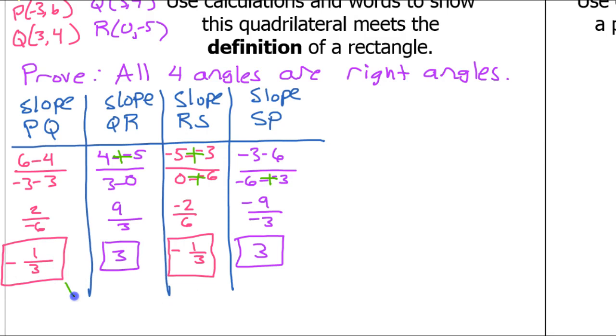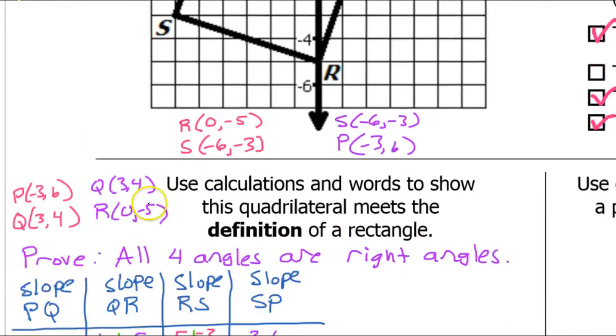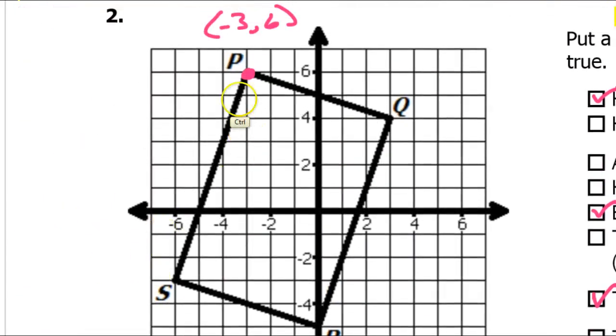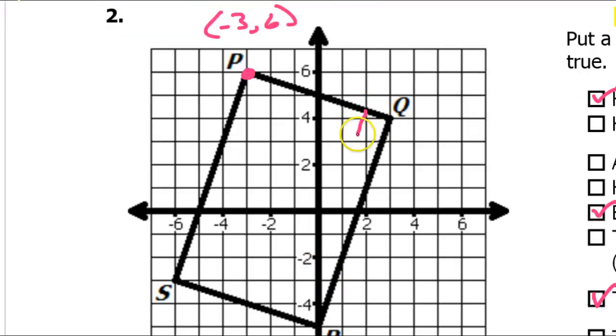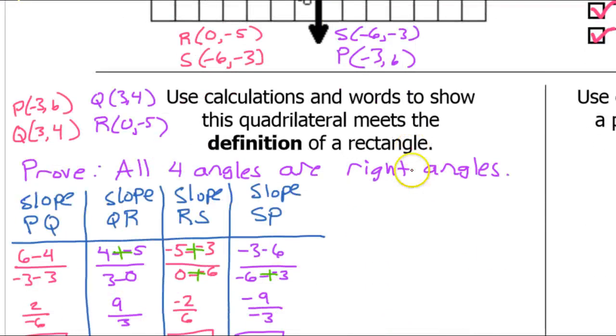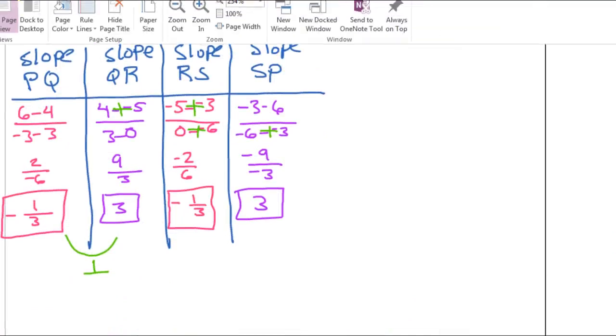Okay, the slope of PQ and the slope of QR, those are opposite and reciprocal. That means PQ and QR are perpendicular. So here's PQ and here's QR. That means we have a 90-degree angle right there. Okay, then look at the next one.